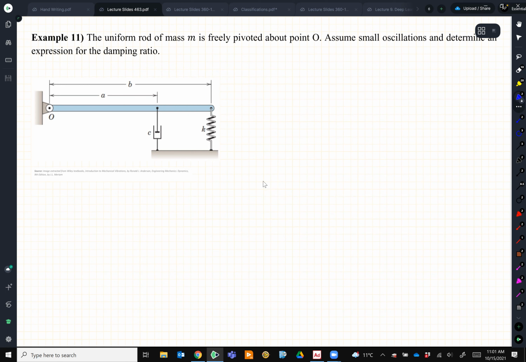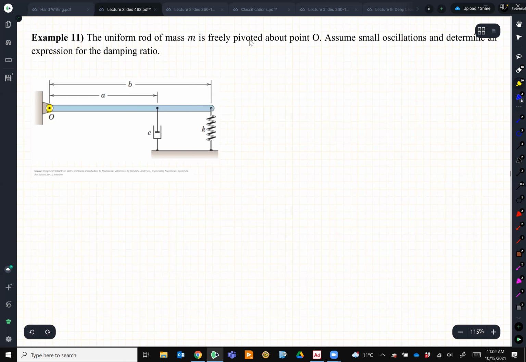Good. All right. So let's start our discussion today with example 11, which you're supposed to take a look at. A bar is being pinned to point O, right? And the goal is to find the damping ratio or find the equation of motion.